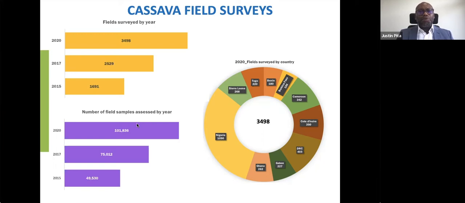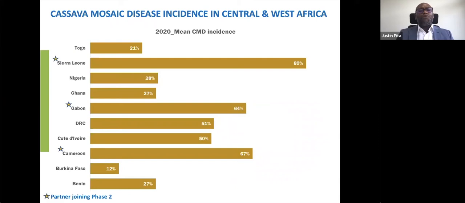What we have noticed is that the incidence, after the work that was done by WAVE and other programs in the countries where we started the phase one, is really at an acceptable level. We need to reduce that, you know, around the 20-30%. But in the new countries that joined WAVE in phase two, Sierra Leone, Gabon, Cameroon, the incidence is still high and we still have work to do there.